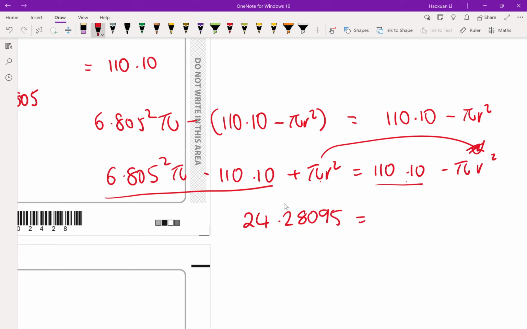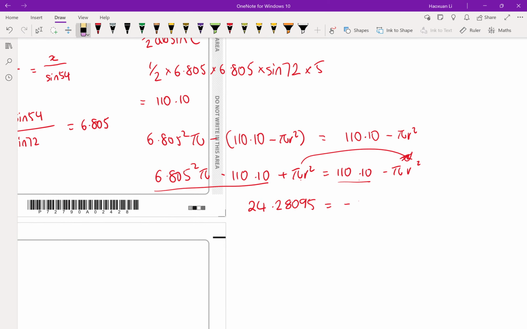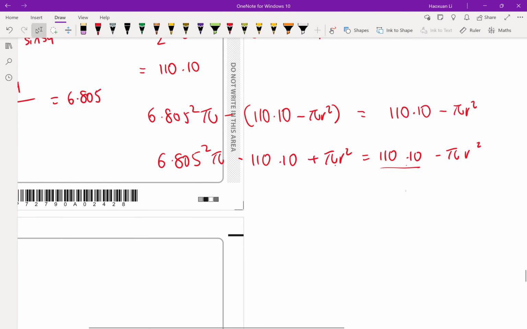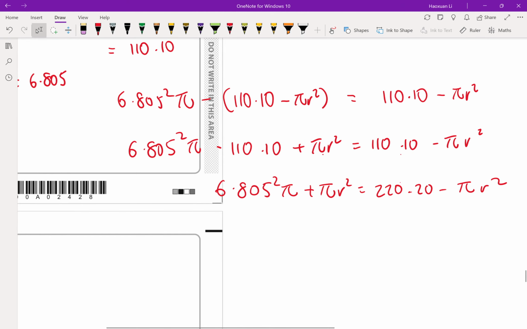24.28095 equals to negative... wait. So it's probably going to give a negative, so it'll probably be better if 6.805 squared pi plus pi r squared equals to 110.10. You move the pi r squared here, so 2 pi r squared.